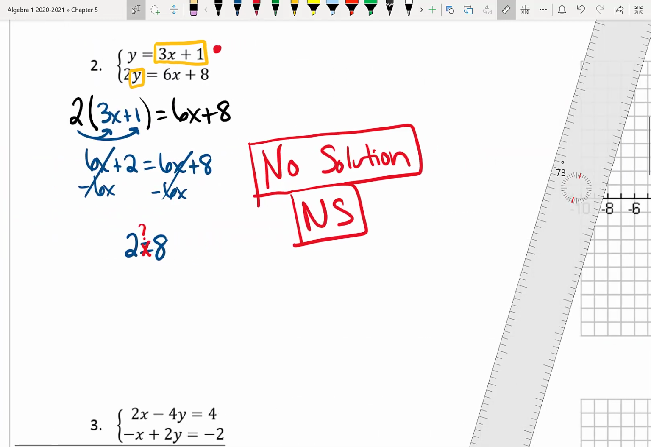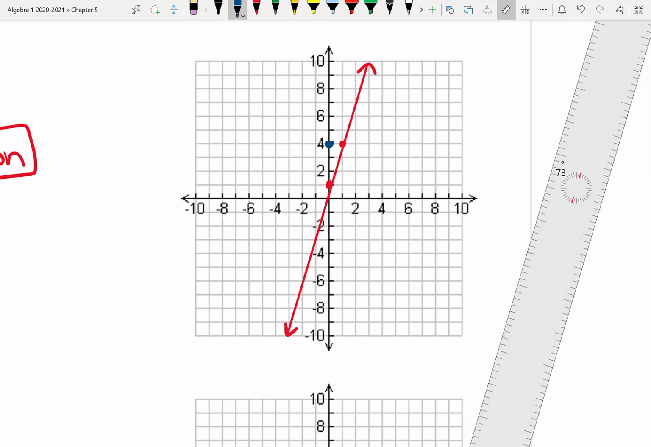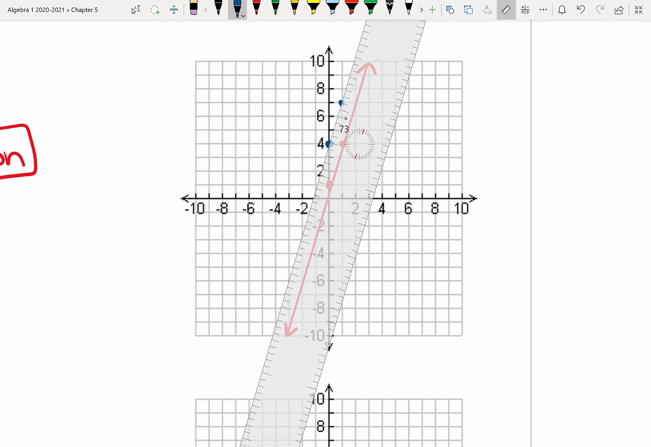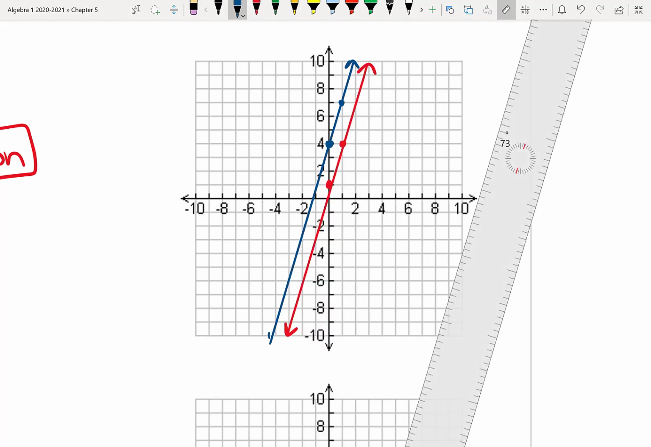Our bottom equation, we're going to have to rearrange a little bit to be able to put it in slope-intercept form. So I have to divide by 2 all the way through to put it in slope-intercept form. But I end up with y equals 3x plus 4. So if we go back over here, now positive 4 is my y-intercept, and up 1, 2, 3 over 1 is still my slope. So I end up with this line, which if you look, those two lines are parallel to each other, but parallel and separate.